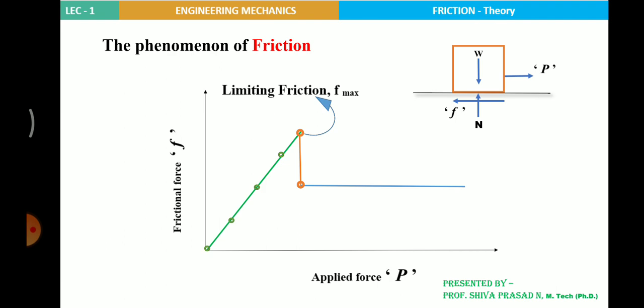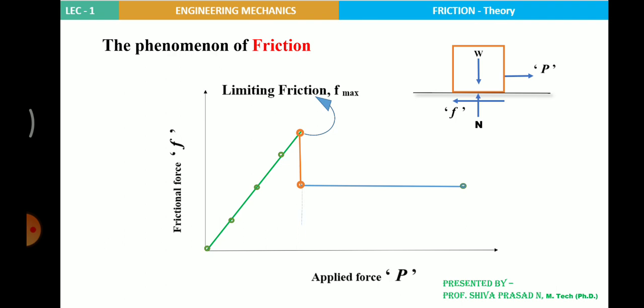That is, the frictional force remains at a constant value even after increasing the applied force P. The excess value of P after limiting friction is completely utilized in the motion of the body. That is, after limiting friction, the block has begun to move. So that applied force P, which is in excess after limiting friction, is completely utilized in bringing about motion to the body. So here we can observe two parts which have happened.